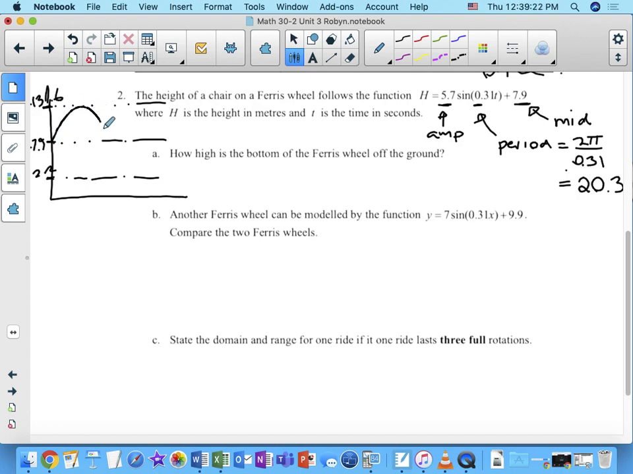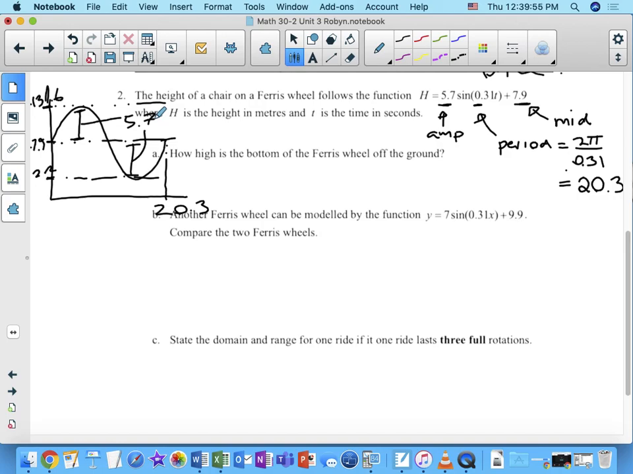Okay. And this is one period. What should this time be? 20.3. Yeah, because we just figured out what that period was. Okay, and by the way, this is where the 5.7 comes in, right? This over here and this over here, these are both 5.7. Okay, now let's actually imagine how this plays out on the Ferris wheel.